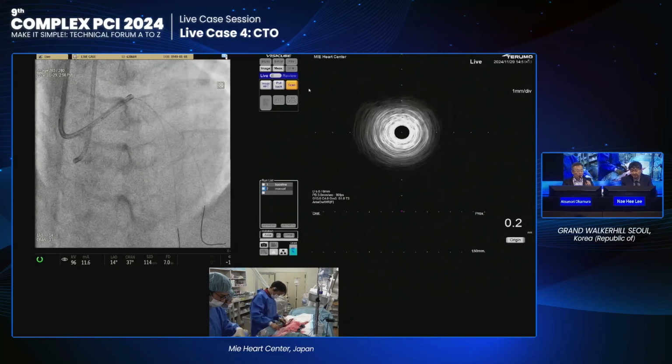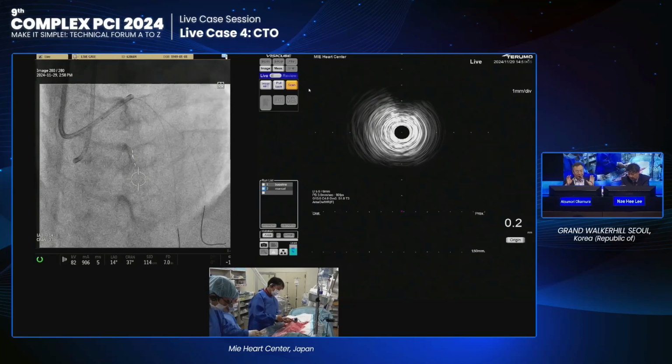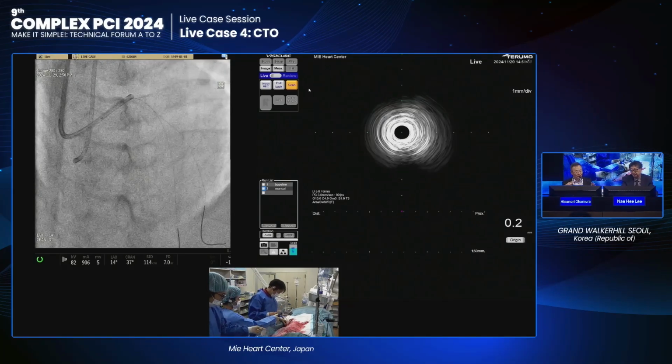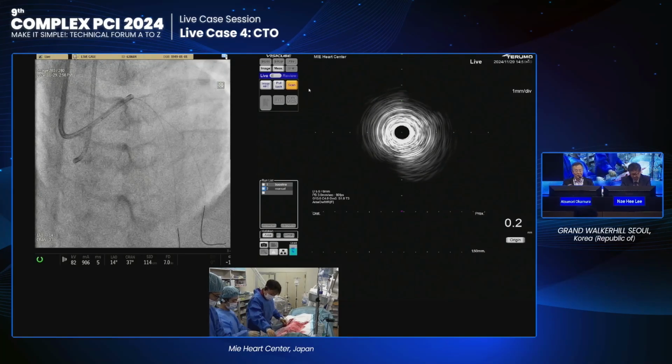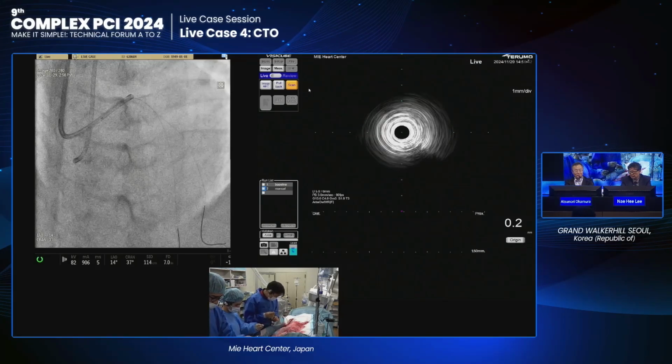So, after the IVUS checking, we will move to the next room. Okay, Dr. Nasu, so please do the IVUS.